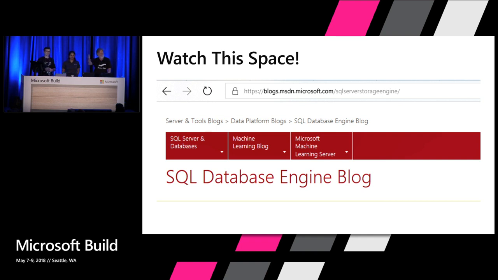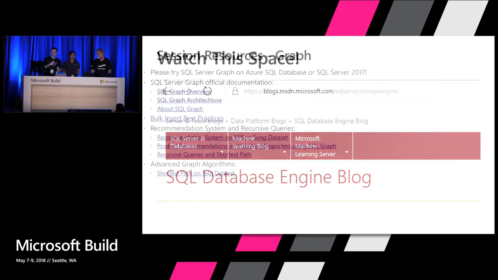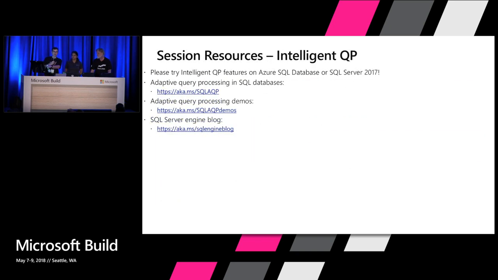And if it understands from continuing to monitor that that change didn't help things, it'll back that index out, so you don't have to maintain it. And by the way, on the next 2 slides, you'll get this with the deck. We have graph recommended links, so if you want to follow through, and also intelligent QP, adaptive QP.